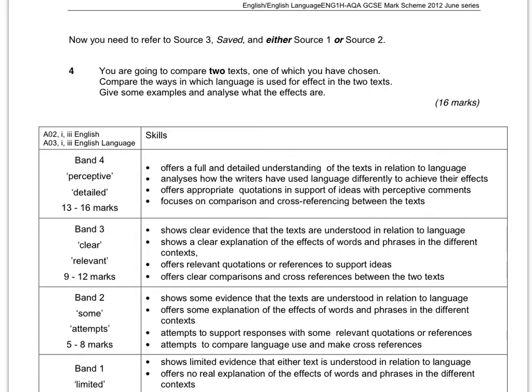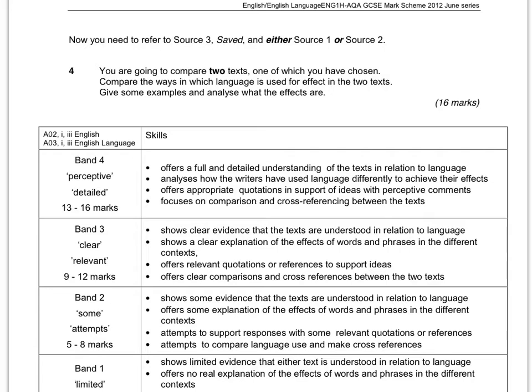Plus it's obviously worth 16 marks, and I think in an exam situation it's quite tough to manage your time, but you need to remember that you're expected to spend ideally about 25 minutes on this question. They're expecting a detailed and developed response that shows you really understand the texts in relation to the language, and that you've offered some really in-depth and perceptive analysis.